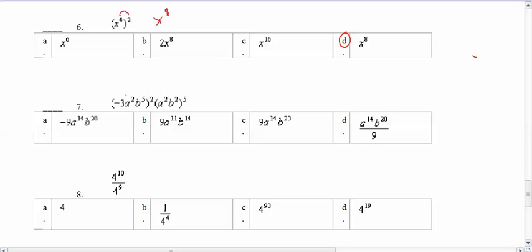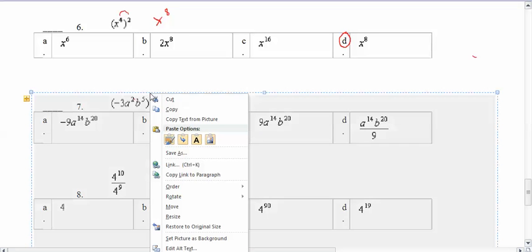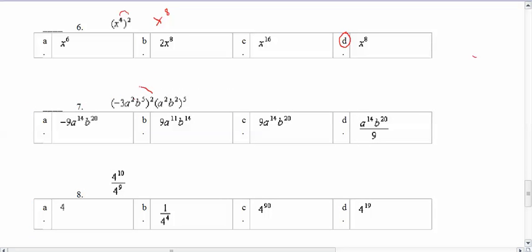Okay. Number 7. I look for the numbers. I just have one number, which is negative 3, so I'm going to keep my negative 3. Then I've got a to the 2nd, and okay, scratch that. What did I forget to do? I didn't look real closely, and I've got a 2 on the outside. This is power to power. So I'm going to multiply everything I see inside the parentheses, including the 3. So I have a negative, and a negative is a positive, so my answer is going to be positive.